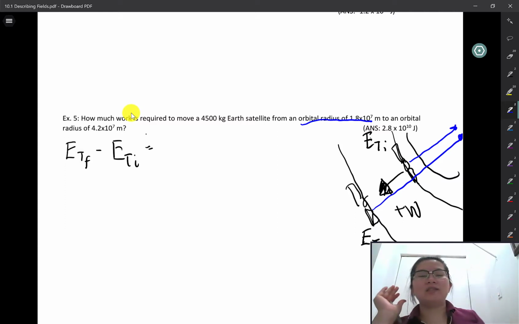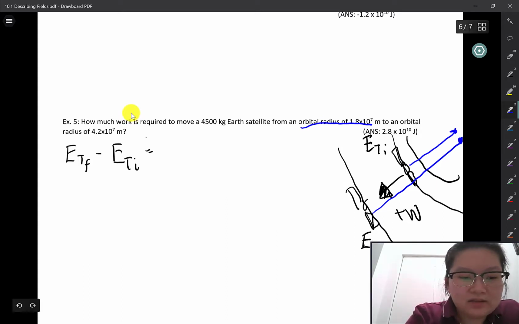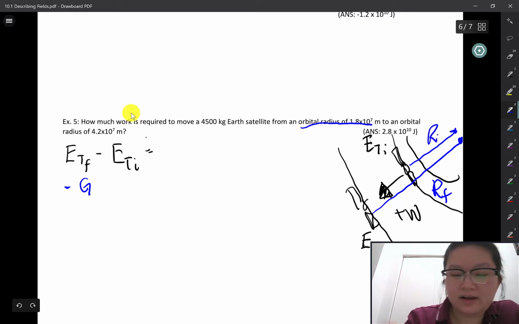If the question had said the orbit is how many meters above the Earth's surface, that's when you have to add the Earth's radius. But this already says orbital radius. It's just the distance from the satellite to the center of the Earth. So there we go. Substituting these in, I'll call this R final, and I'll call this R initial.